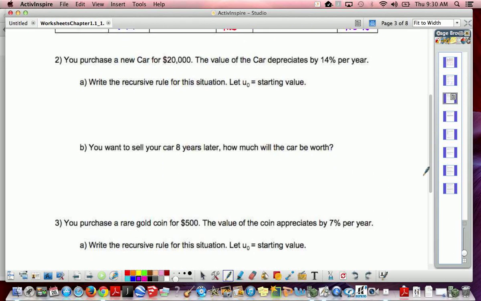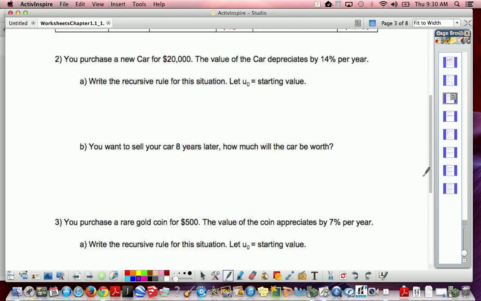So the next two are actual examples where you could see yourself using a recursive definition. So on number 2 it says you purchase a new car for $20,000. The value of the car depreciates by 14% per year. Right away I identify that word, depreciates. So I know it's going down. I have my percentage, my 14% per year.